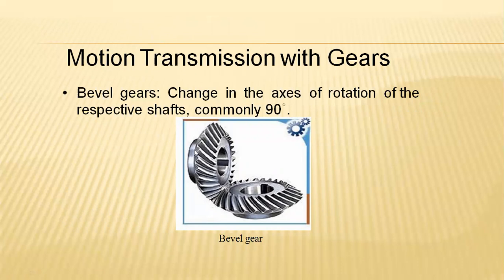So here, look, this one is vertical and this one is horizontal. So power is transmitted from one direction to another direction. So this is a bevel gear system, exactly 90 degrees. So this is a mechanical mode.